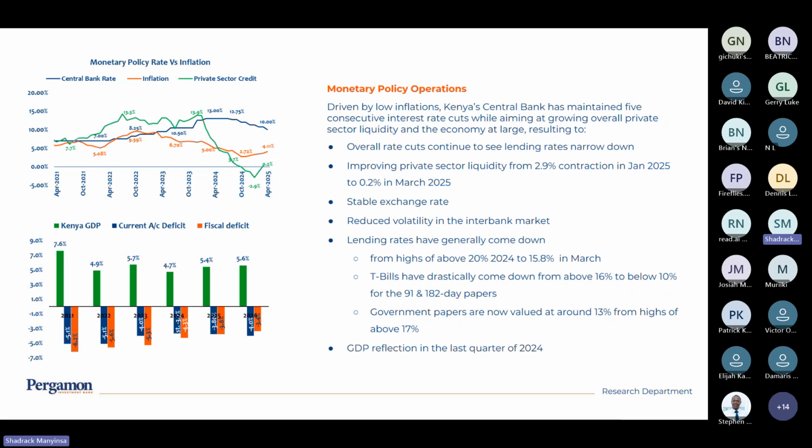We also expect the shilling to remain stable, which will help with the predictability of the market. Many investors and other businesses will be able to predict the exchange rate and plan ahead. We have now seen rates come down from around 20% to currently around 13% in the treasury bill and treasury bond market, that is, the government securities side. In commercial bank lending, they are around 15 to 17%, which is a reduction of around 2 to 3% from where they were last year.